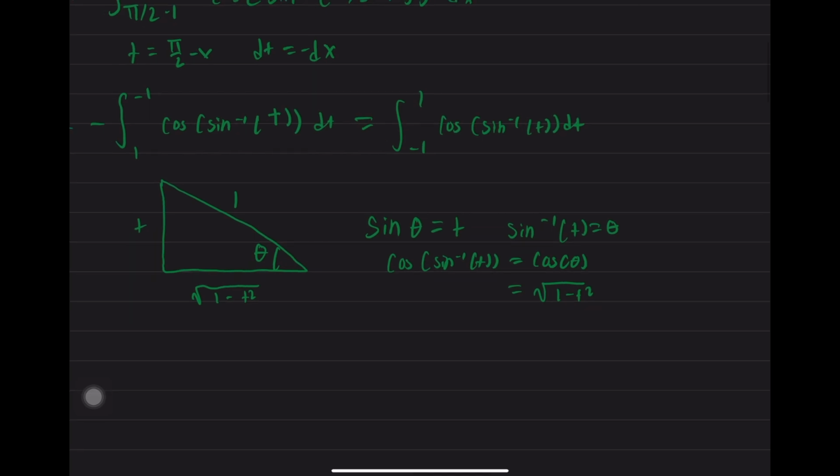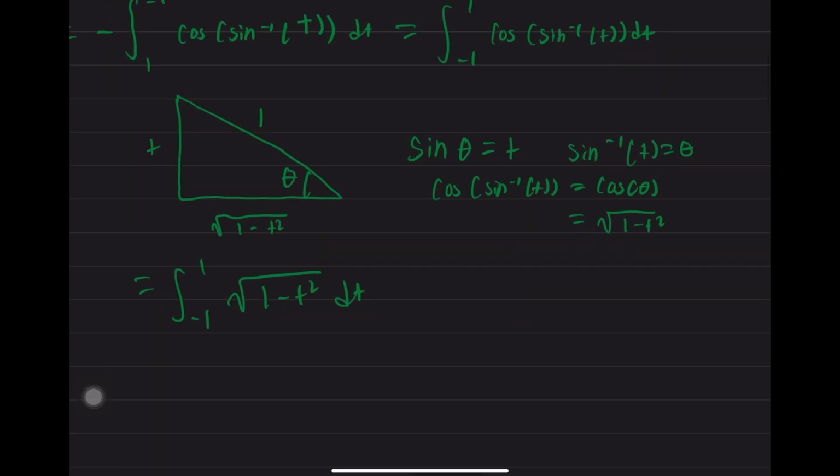We now know the answer here. We now have the integral from negative 1 to 1 of the square root of 1 minus t squared dt. We can notice that the bounds on this integral make sense: from negative 1 to 1, this square root is always positive. So now we can integrate this.